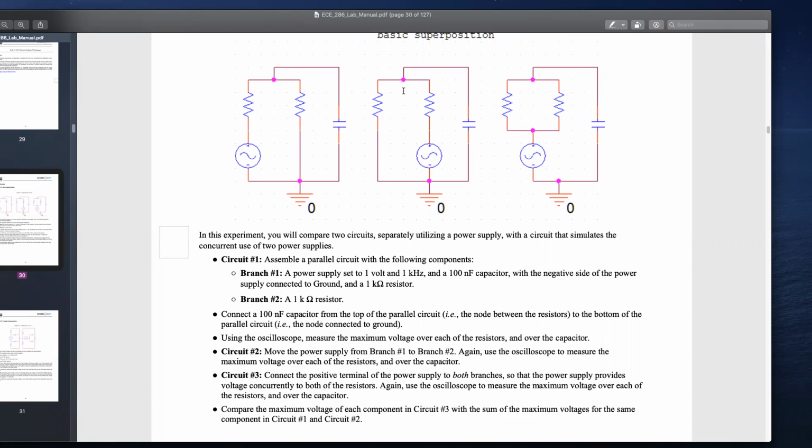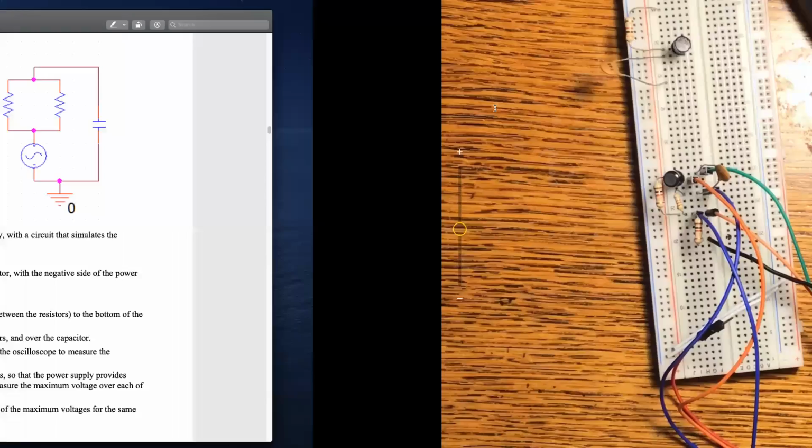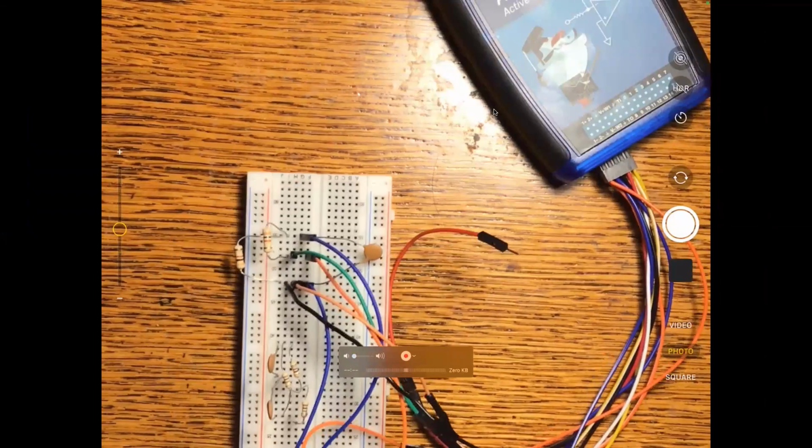So I have set up this circuit. The 3 circuits are pretty similar to one another, so I'm only going to do one of these circuits. Let me pull this up. Here is my middle 3K resistor. My green cable is my power supply. The black cable is my ground. Here's the other 3K that's on the left branch. Here's a capacitor, the 100 nanofarad on the right branch.